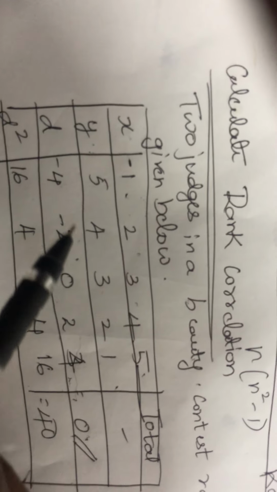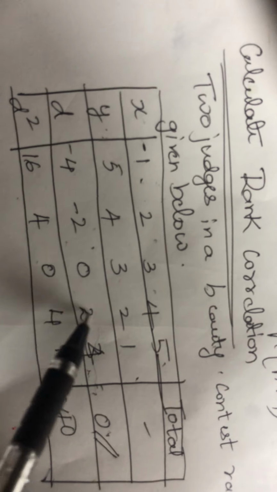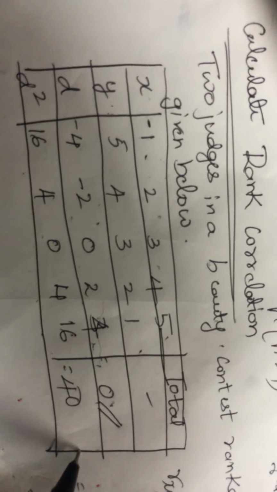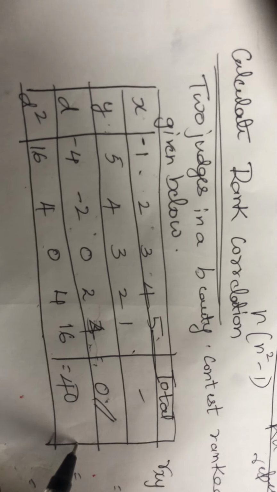So square the negative number. Minus 4 square is 16. 2 square is 4. 0 is 0. 2 square is 4. 4 square is 16. And adding all that together, it becomes 40. So your summation d square becomes 40. Now let me calculate Rxy.